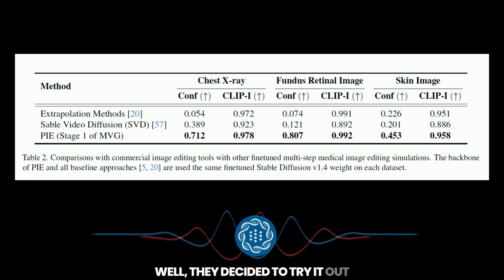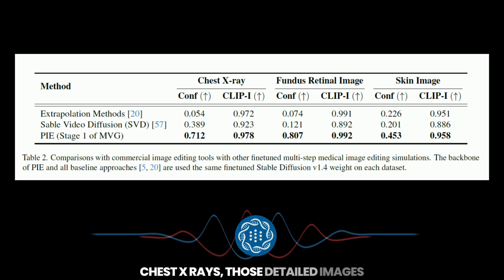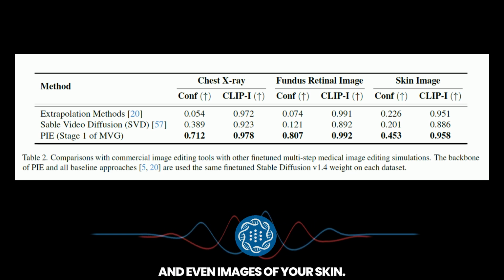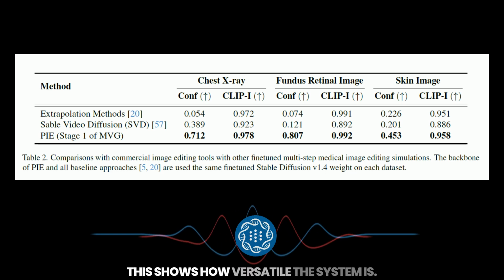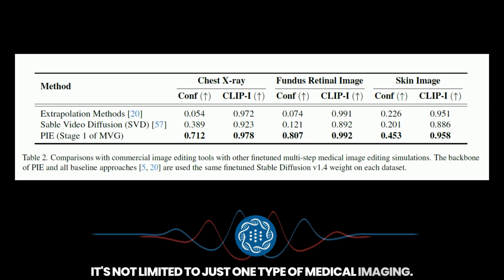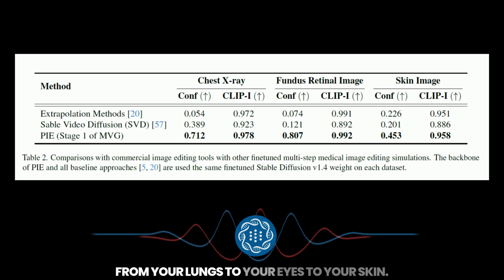Well, they decided to try it out on 3 different areas of medicine. Okay. Chest x-rays, those detailed images of your eye called retinal images, and even images of your skin. So they really wanted to see how versatile it was. Exactly. This shows how versatile the system is. It's not limited to just one type of medical imaging. So potentially a one-stop shop for disease simulation from your lungs to your eyes to your skin.